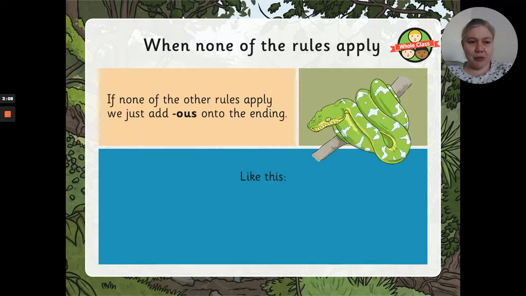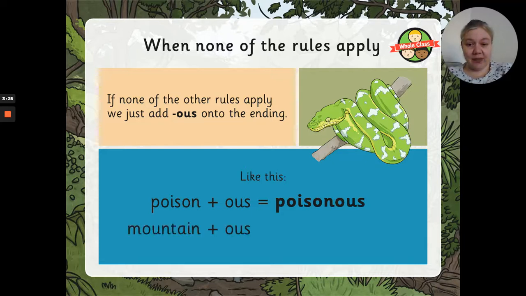So what if none of these rules apply? What if my word doesn't end in an E or it doesn't end in a Y? I'm just going to add the OUS suffix onto the end. And here are some examples. So the word poison, you can see, ends in N. So I'm just going to add the OUS suffix to make the word poisonous. My next word is the word mountain. Again, it ends in N, and you can see I've added the OUS suffix to create the word mountainous.